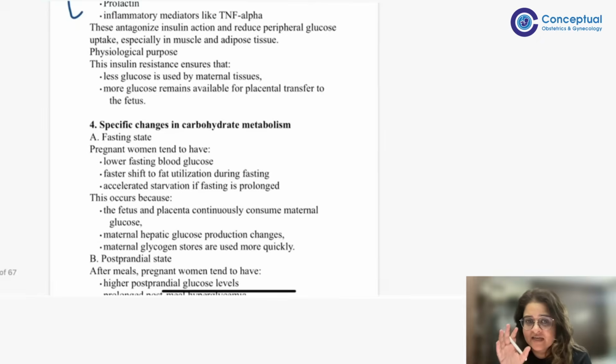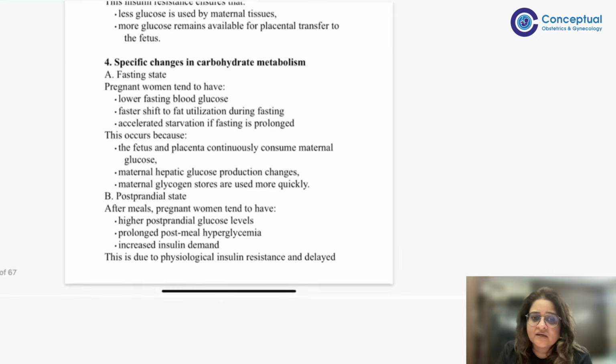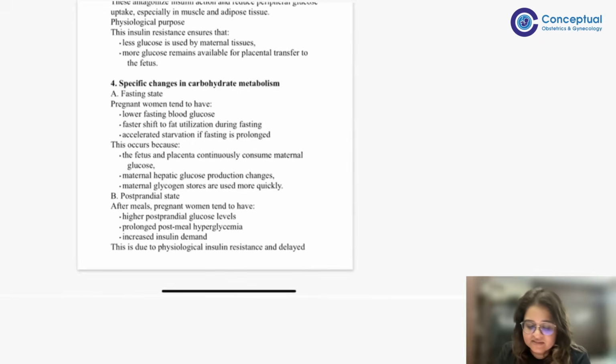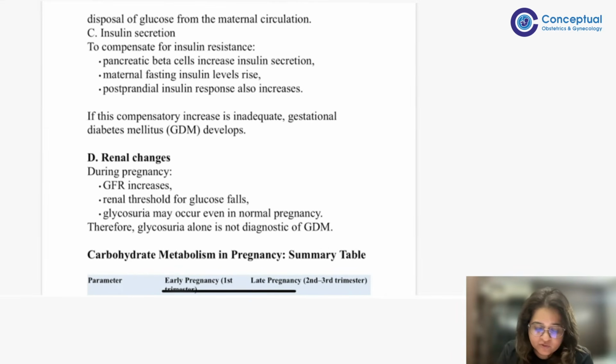Then you have to tell exactly what's happening. There is a state of fasting hypoglycemia and postprandial hyperglycemia. That is what usually happens. So pregnant women tend to have a lower fasting blood glucose and a higher postprandial, or post-meal, hyperglycemia. This is because of physiological insulin resistance and delayed disposal of glucose from the maternal circulation. Also, to compensate for the insulin resistance, there is more insulin secretion. So fasting insulin levels are going to rise, and postprandial insulin levels are also going to rise.